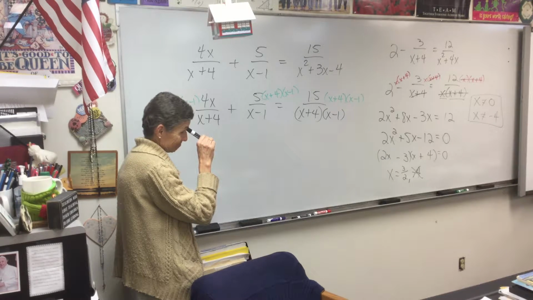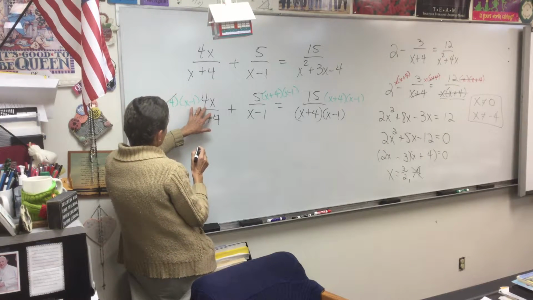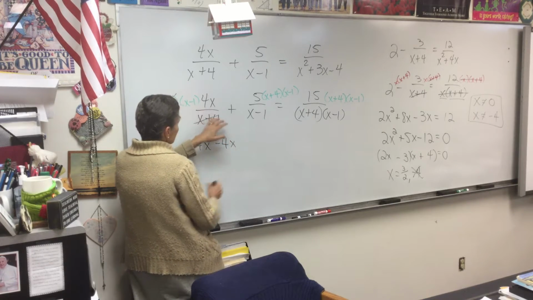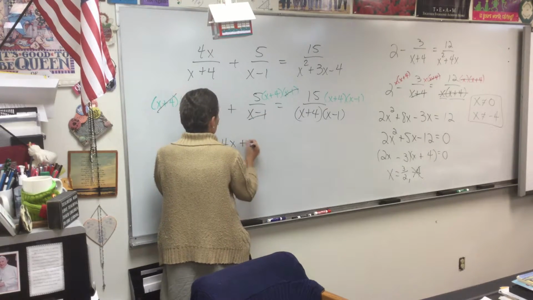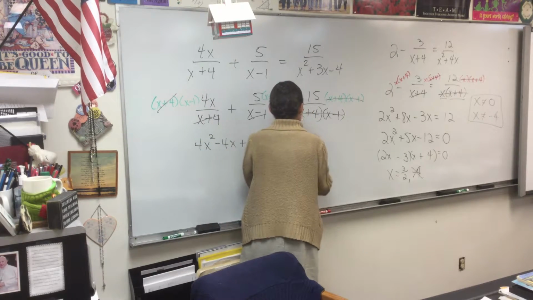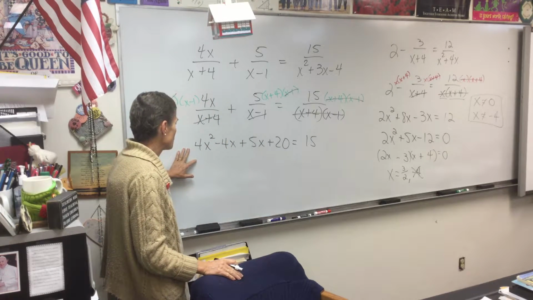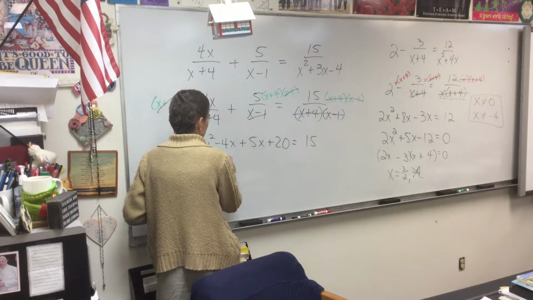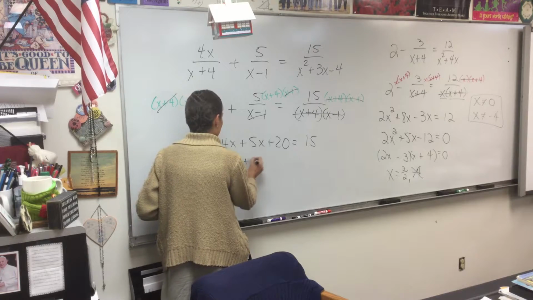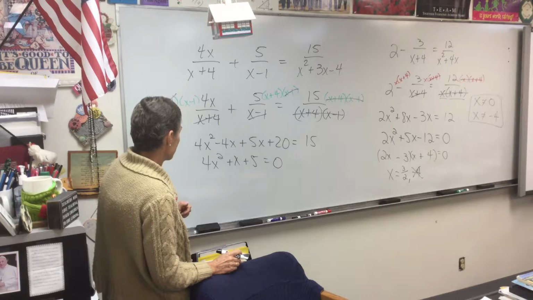Alright, here we go. We're going to cancel. In the first term, I'm left with 4x squared minus 4x. In the second term, we're left with plus 5x plus 20. And on the end, all we've got is 15. Good grief, there's another quadratic equation. 4x squared plus x plus 5. Is that right?